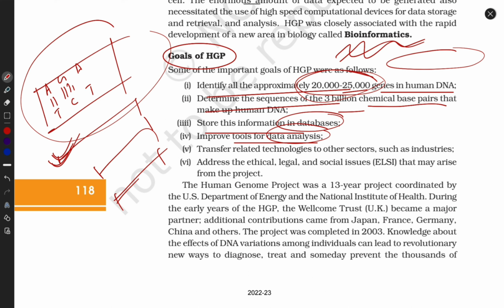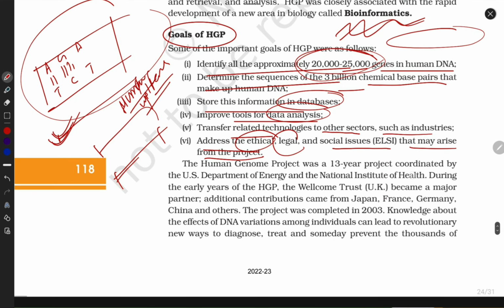Simple guys, why do we pay for this? Because of human welfare. Why does our country, why does our earth pay this much cost? Because of human welfare, that's it. Transfer related technology to other sectors such as industry. Address the ethical, legal and social issues that may arise from this.